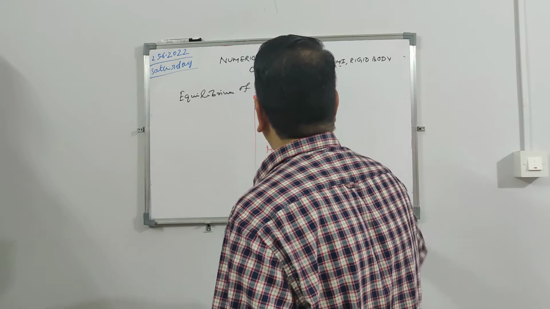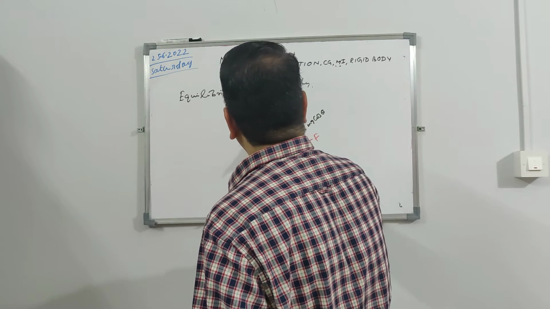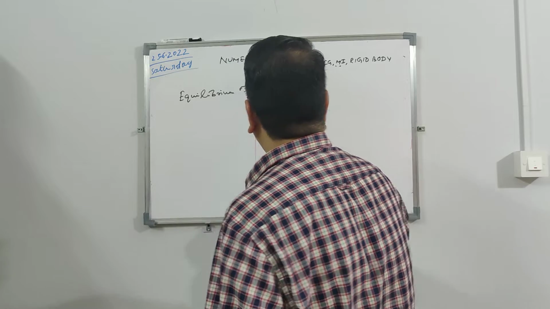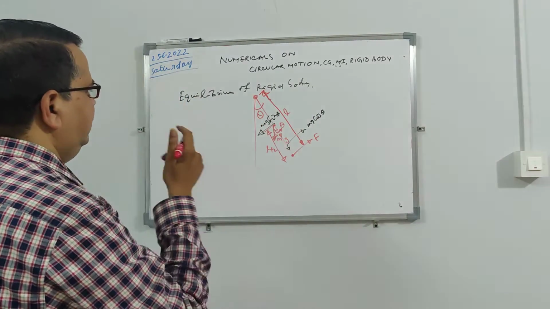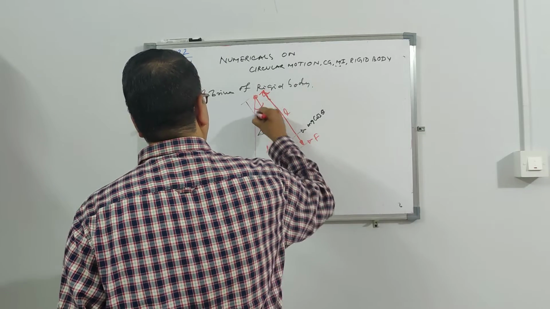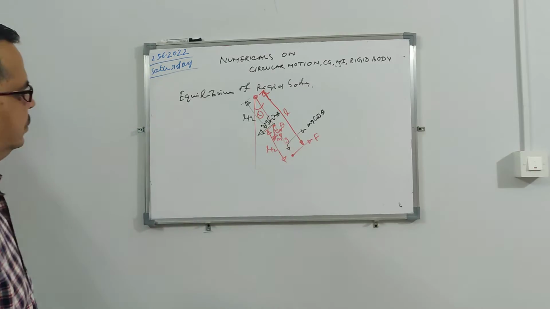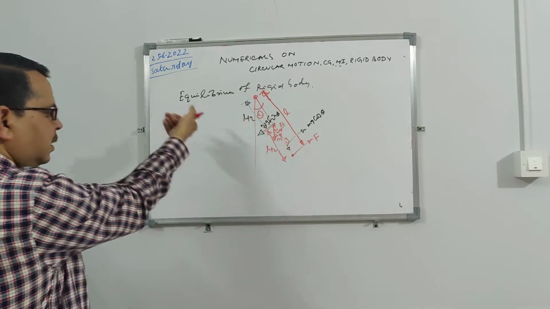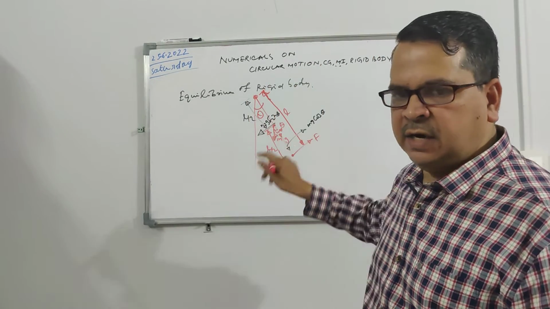There will be another component, mg sin theta, acting at this length, which is also L by 2. This mg sin theta will create a clockwise moment, whereas your force has to create an anti-clockwise moment.